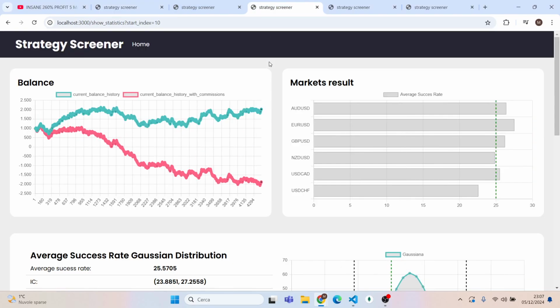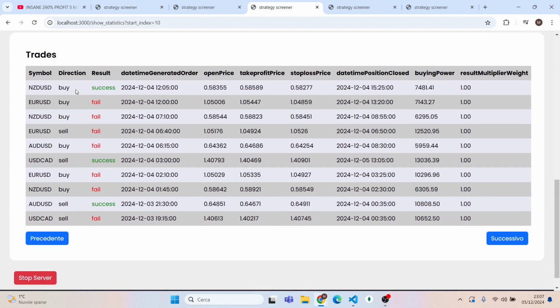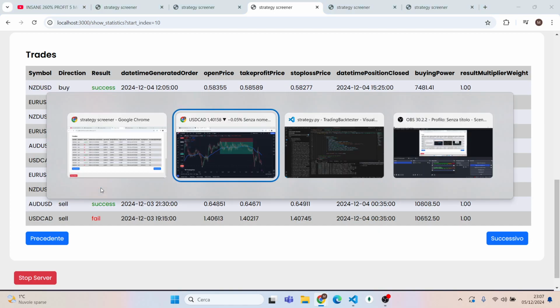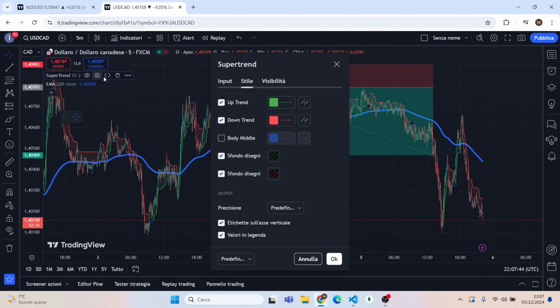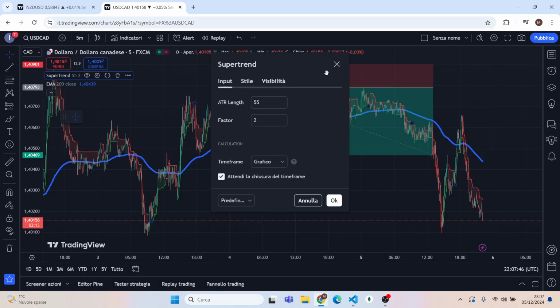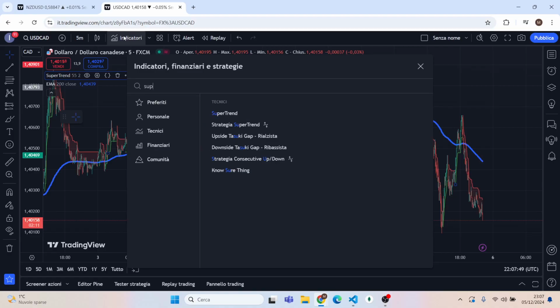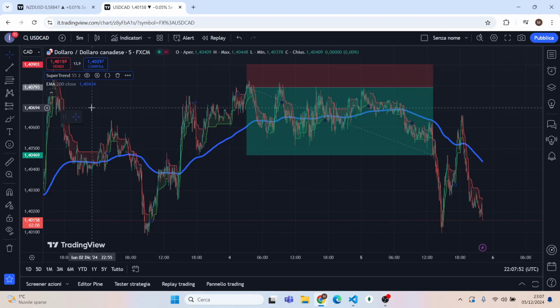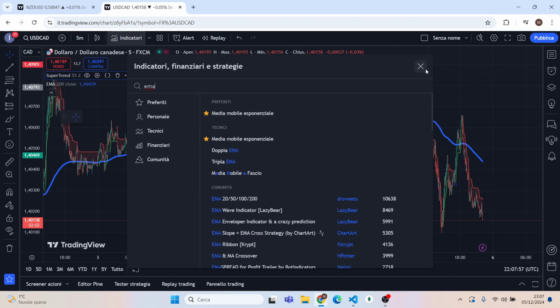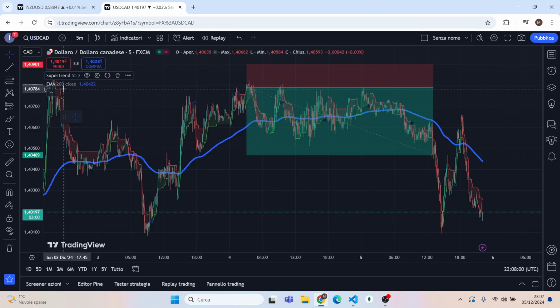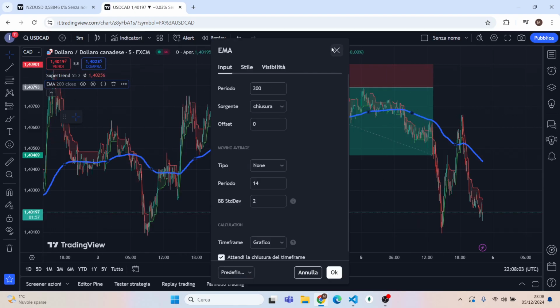So, let's see these three trades. This one, and this one. Okay, let's start with a short one. As you can see here, we have two indicators on our chart. The first one is the Supertrend with these settings. You go here, you search Supertrend, it is this one. And the other is EMA 200. You go here, you search EMA, it is this one, and you set this value to 200.